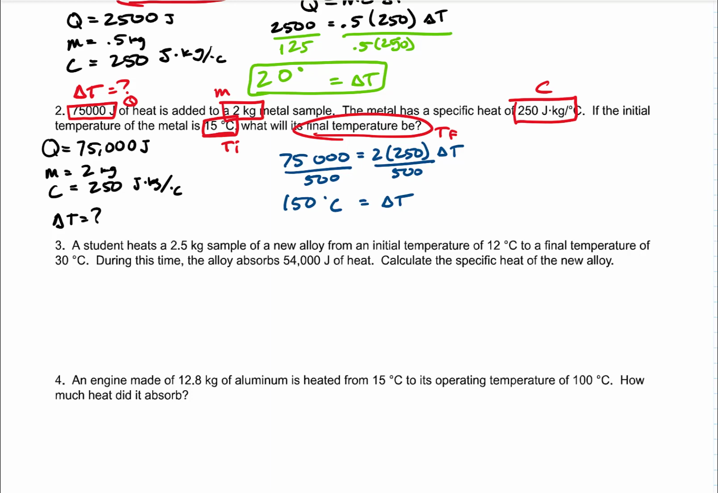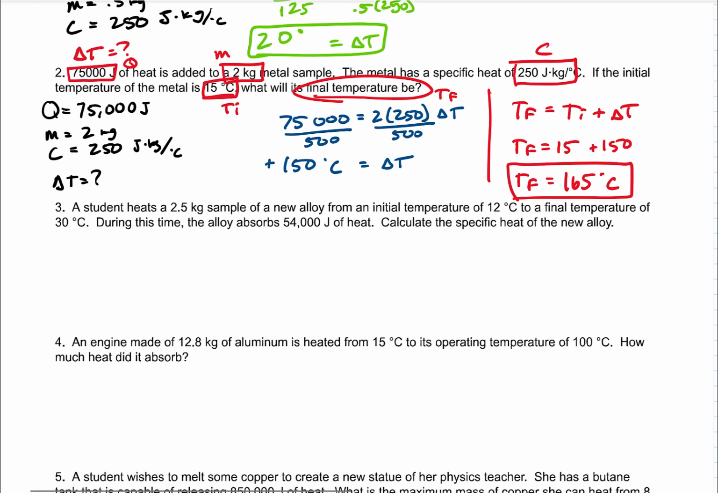And that's an increase. If that's the case, T final is T initial plus delta T. All right, so my final temperature is going to be 15 plus 150, and my final temperature comes out to be 165 degrees Celsius.